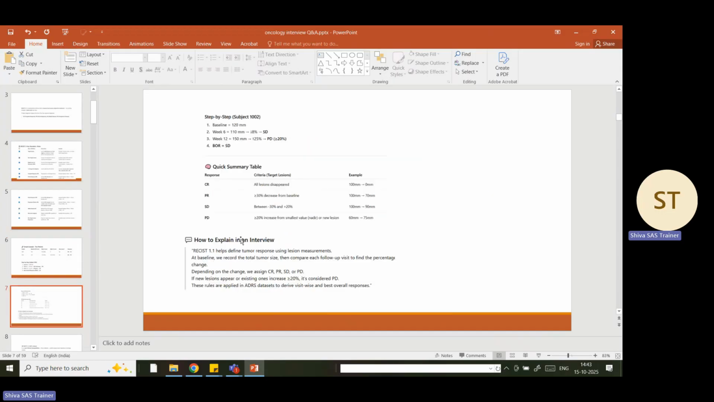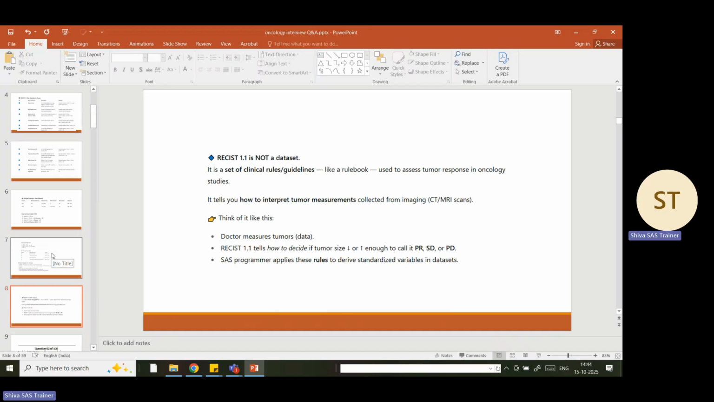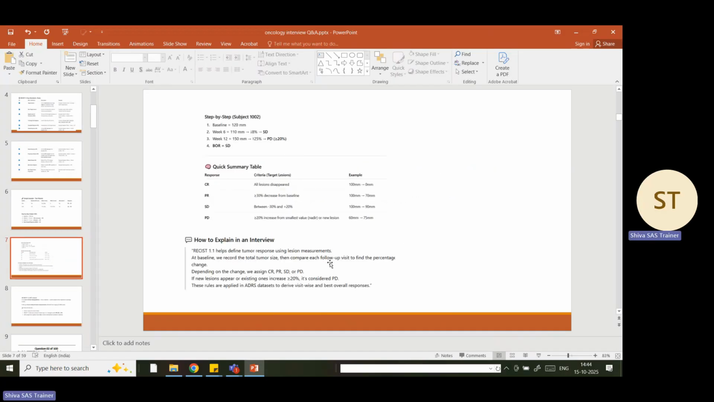Okay, so a quick summary table. You can see CR: all lesions disappeared from the body. PR: at least greater than 30% decrease from the baseline. Stable disease is nothing but between minus 30% decrement and plus 20% increment. We can consider that SD. Okay. PD is nothing but greater than 20% increment from the smallest value, or a new lesion.